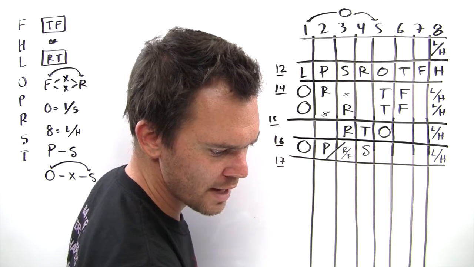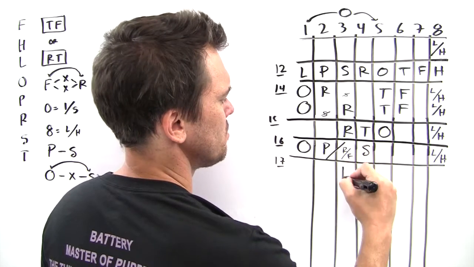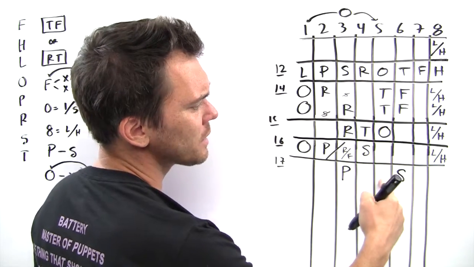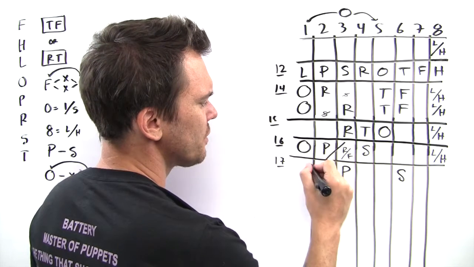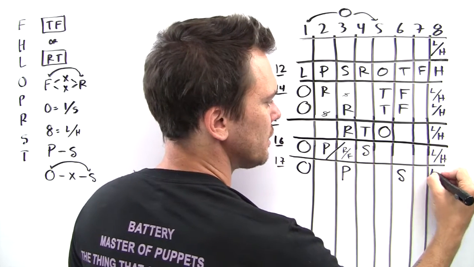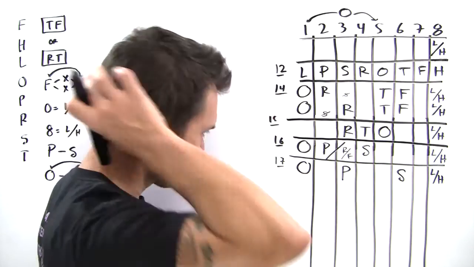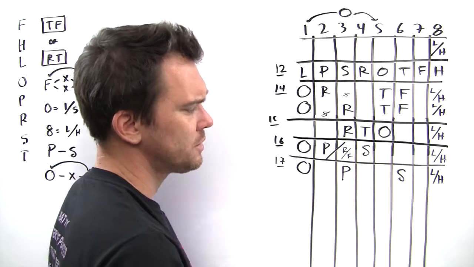If P is 3rd and S is 6th. P is 3rd, S is 6th. O and S can't be next to each other. O is not 5th. O is 1st. P is before S, check. O is away from S, check.